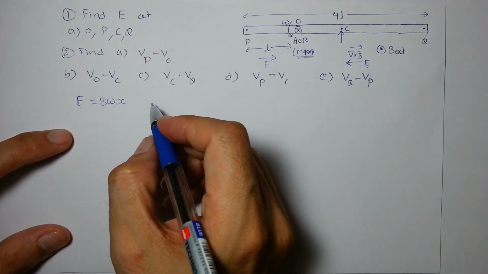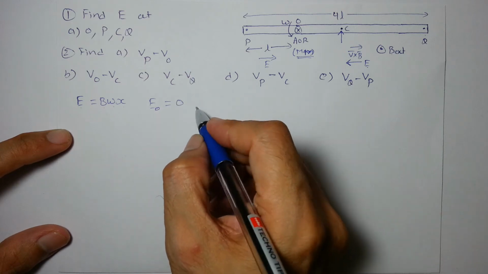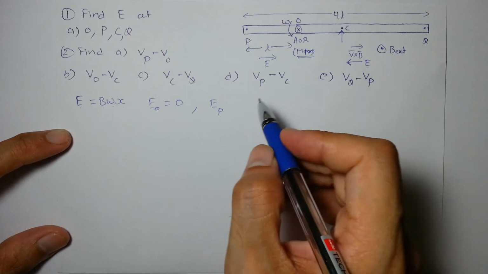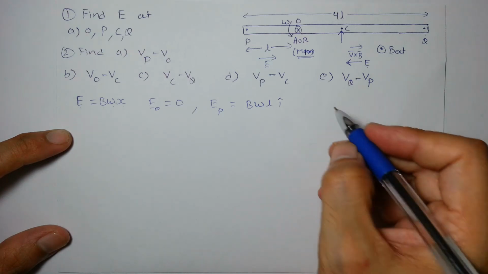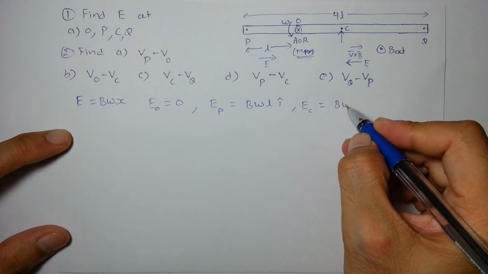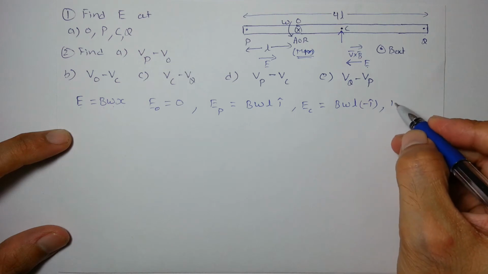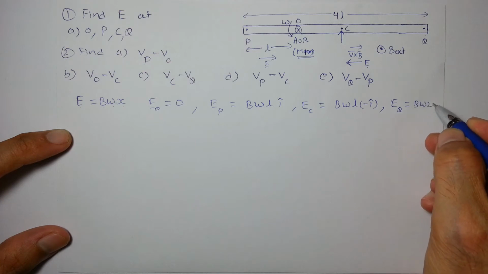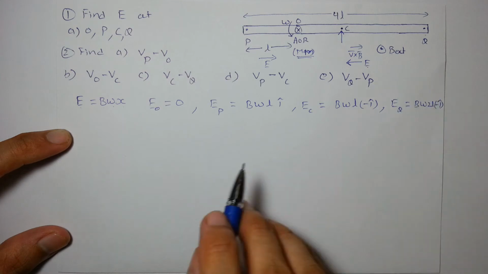So what is the field at O? E at O is 0, as O is the axis itself. Field at P, P is here, so the field is B omega L i cap. Field at C is B omega L, but it will be minus i cap because the field is towards the axis. Field at Q is B omega 2L and also minus i cap, because again it is towards the axis.